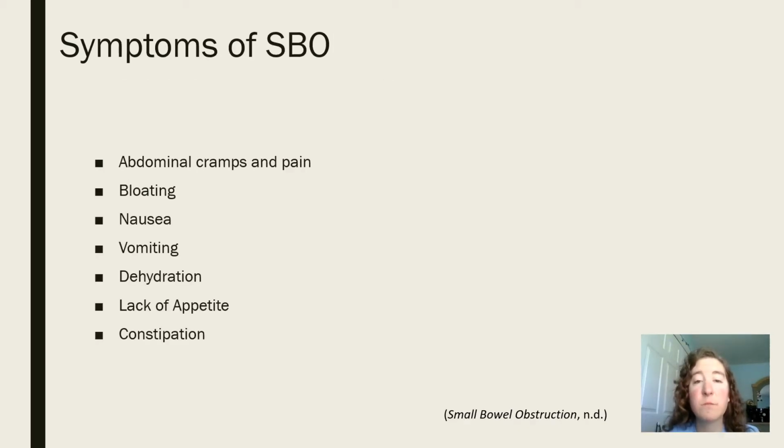The typical symptoms for a small bowel obstruction include abdominal cramps and pain, bloating, nausea, vomiting, dehydration, a lack of appetite, and constipation. GS reported experiencing nausea, vomiting, feeling bloated, having gas, and he reported passing out from one of his bowel movements. He also reported that at one point his stools looked like marbles.